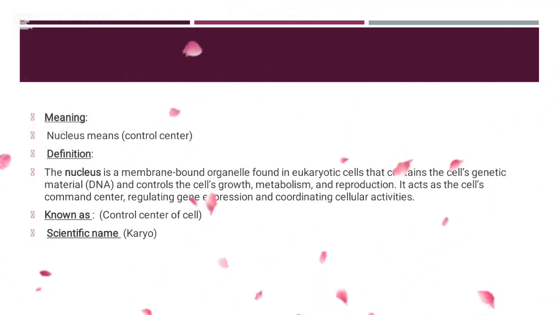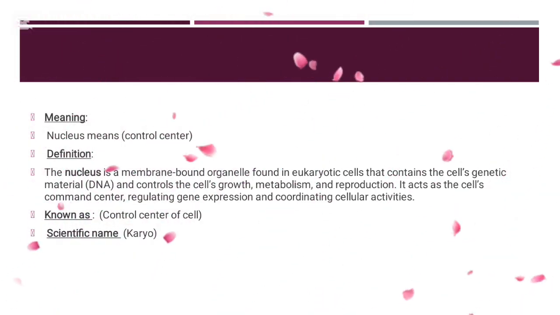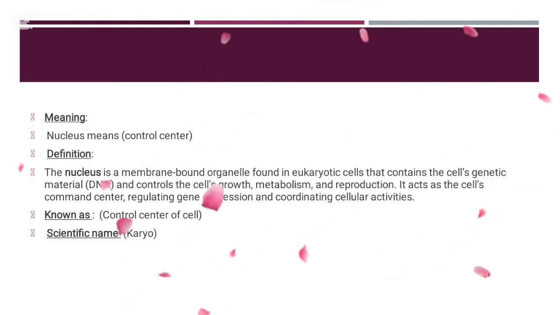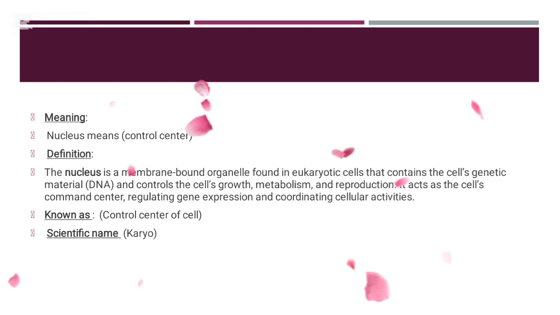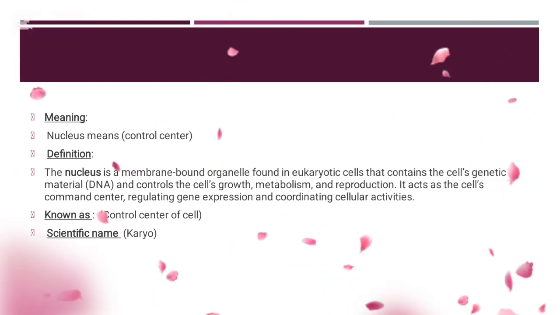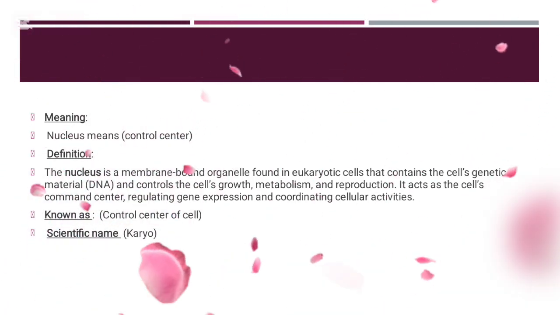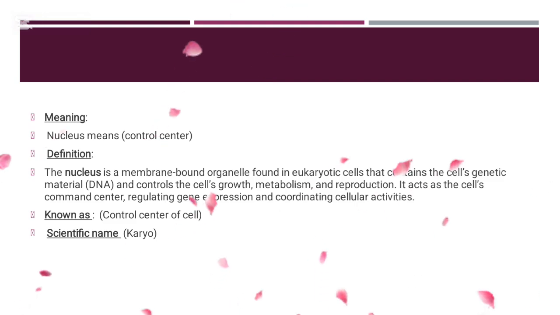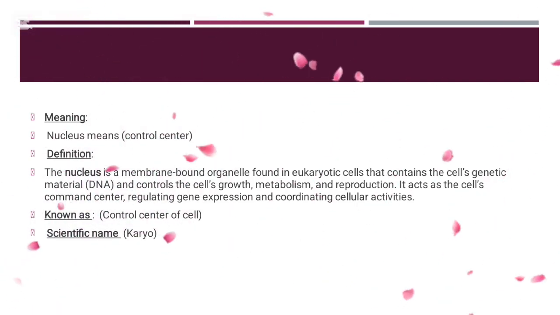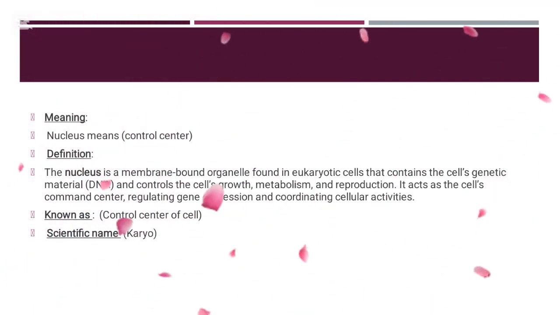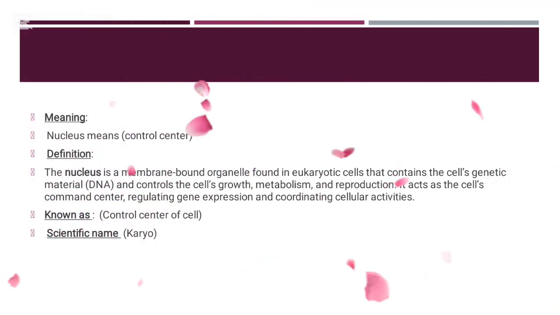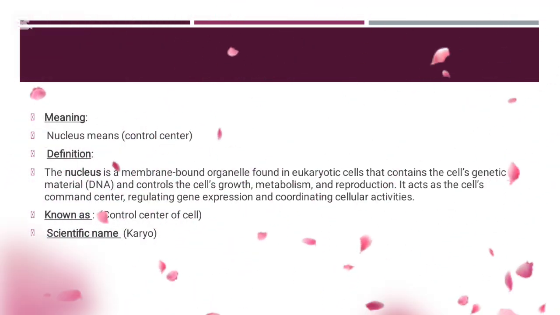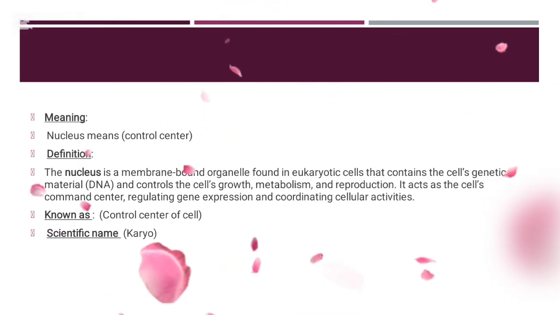Definition: the nucleus is a membrane-bound organelle found in eukaryotic cells that contains the cell's genetic material, DNA, and controls the cell's growth, metabolism, and reproduction. It acts as the cell's command center, regulating gene expression and coordinating cellular activities. It is also known as the control center of the cell. The scientific prefix used for the nucleus is karyo.